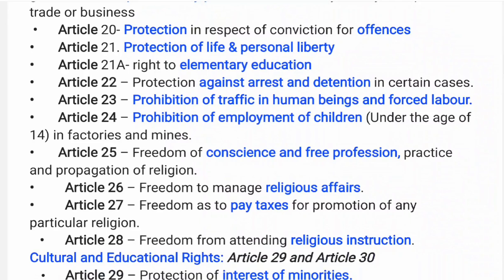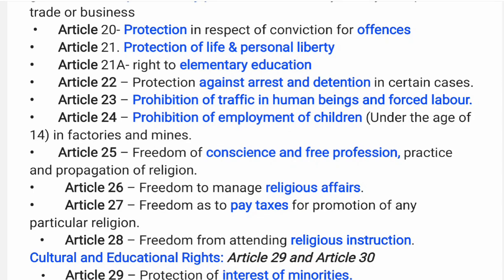Article 20, protection from offences. Article 21, protection of life and personal liberty. Article 21A, elementary education. Article 22, arrest and detention. Article 23, traffic in human beings and forced labor. Article 24, prohibition of employment of children. Article 25, conscience and free profession.